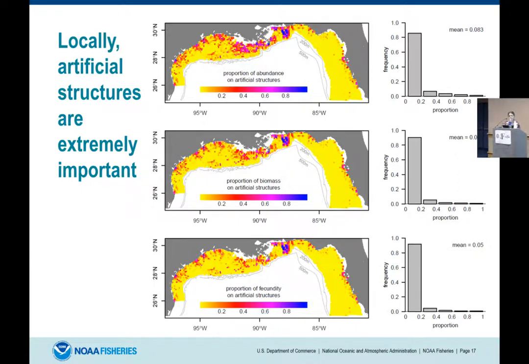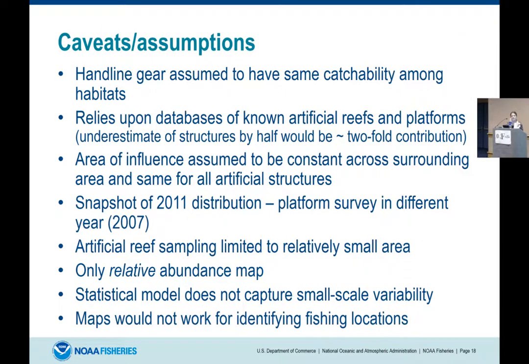Okay, so what are the caveats or assumptions that we have to be aware of in this study? The handline gear was assumed to have the same catchability among habitats, and as others have pointed out, that can be a problem. You can have different catchability on different habitats. This also relies on databases of known artificial reefs and platforms. Obviously there's a lot of artificial reef structure out there that was put out there and we don't know about it, or as others have said, hurricanes come, take the stuff away. Just to give you an idea, though, if we underestimated the number of artificial structures by half, basically the numbers that I showed you earlier would be doubled, so it would be a twofold contribution.